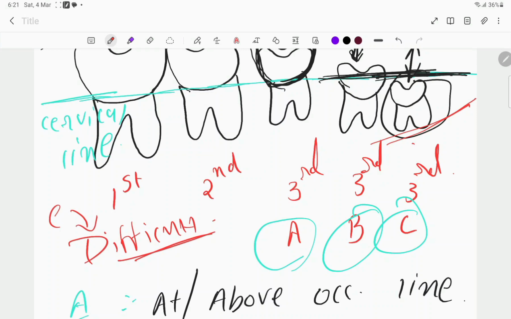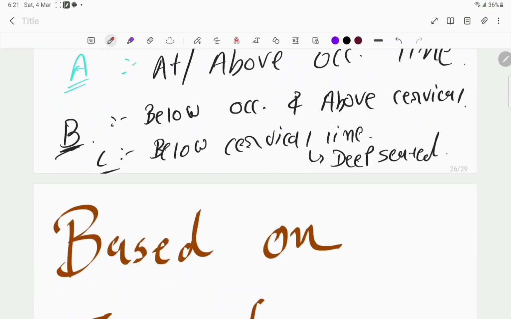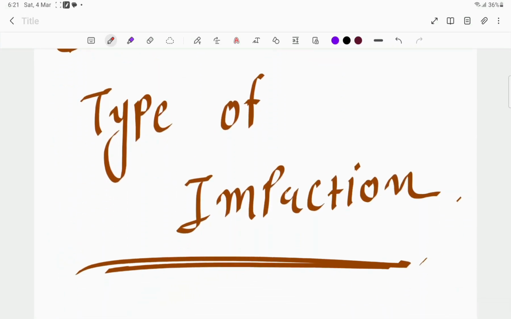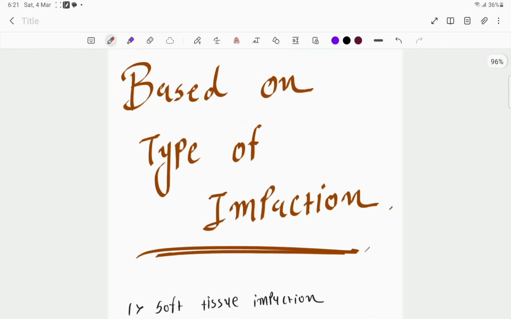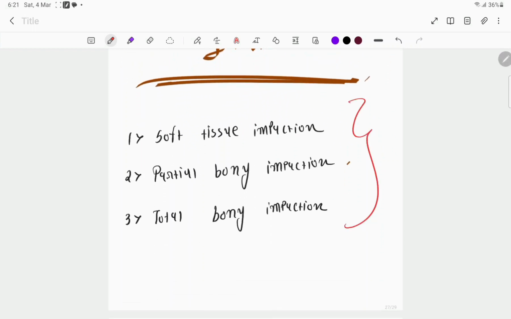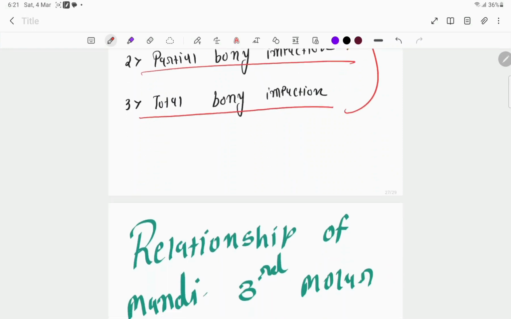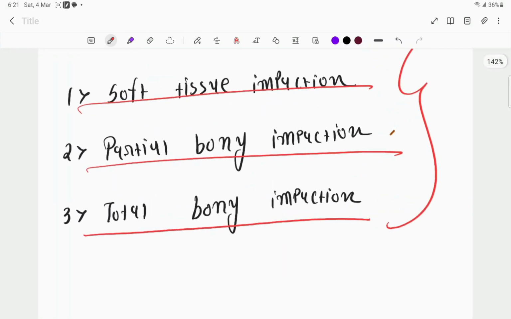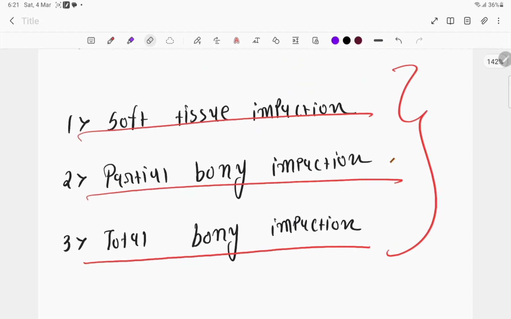Okay, then after this, the third one is based on type of impaction. This is very easy. Why? Because based on type of impaction, we have just 3 types. One is soft tissue impaction, partial bony impaction and total bony impaction. So what is it about? Suppose I am talking about soft tissue. So what will happen in soft tissue?